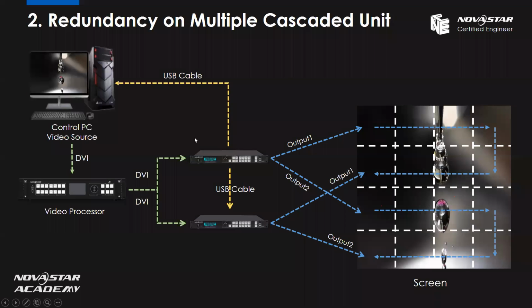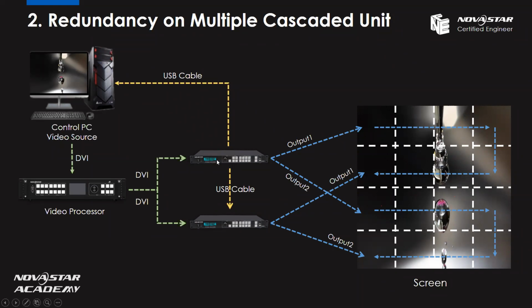And then we can see the video source. The video source provides a DVI signal to a video processor, and the video processor needs to split out 2 totally same DVI signals to our sending cards. In this part is the video processor. If you have a DVI splitter or HDMI splitter, that also can work.